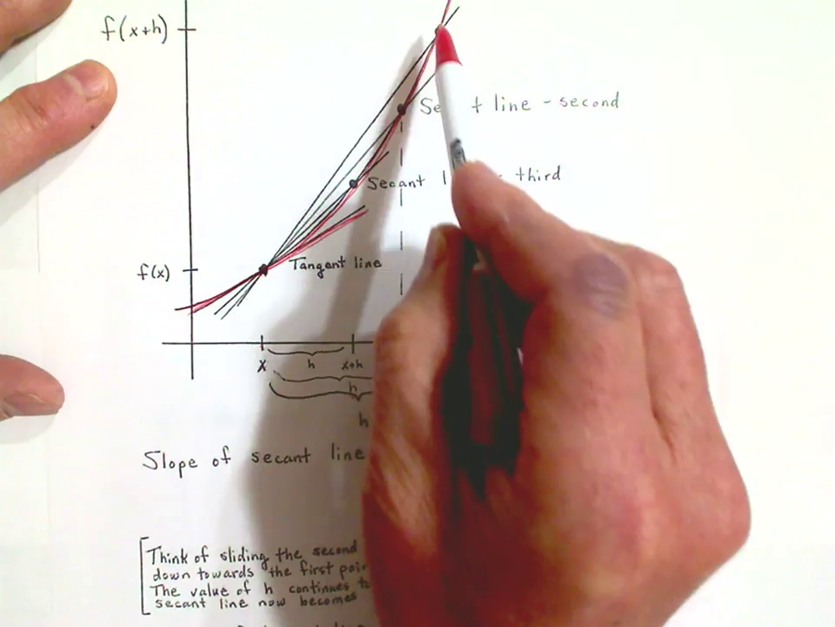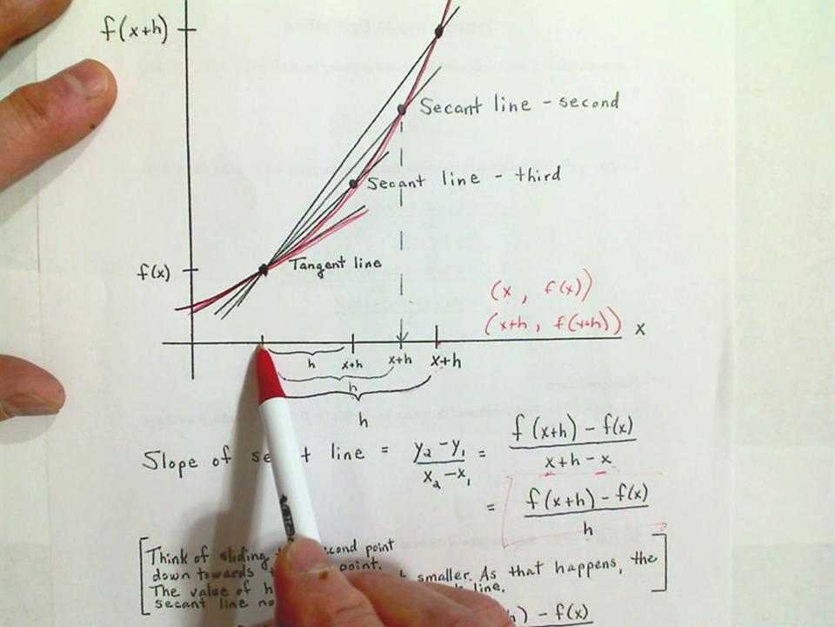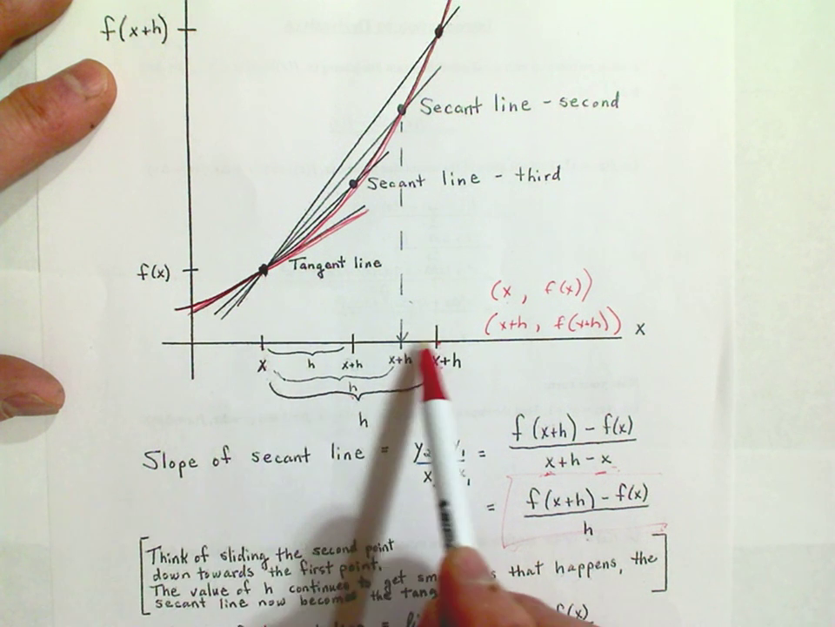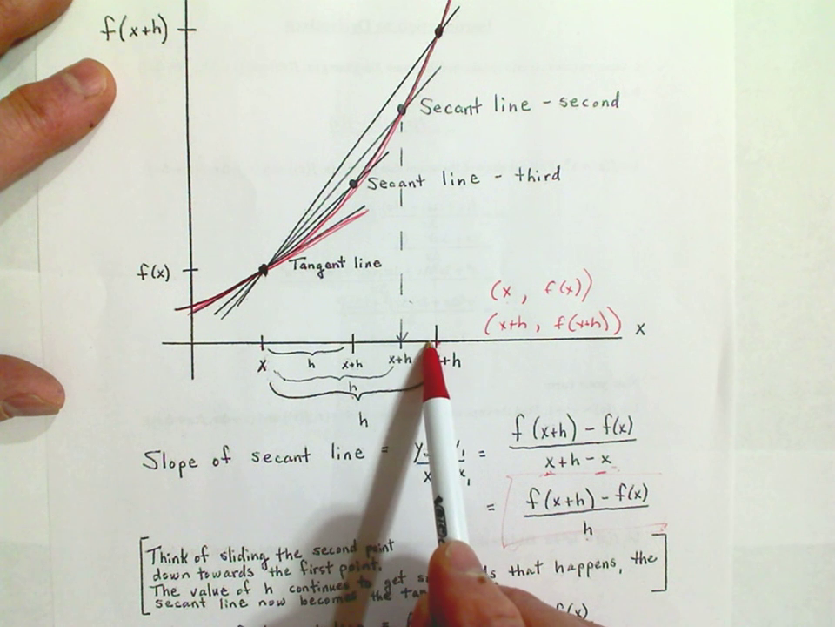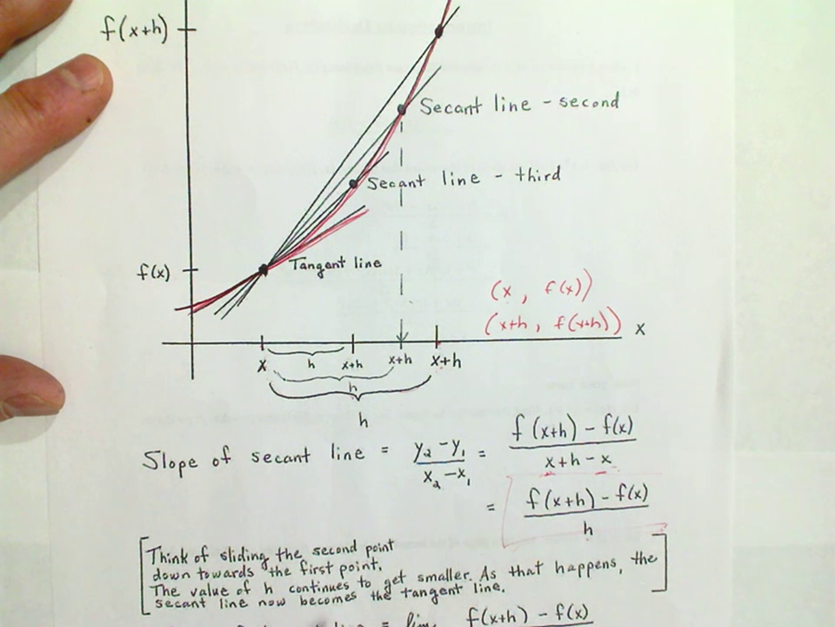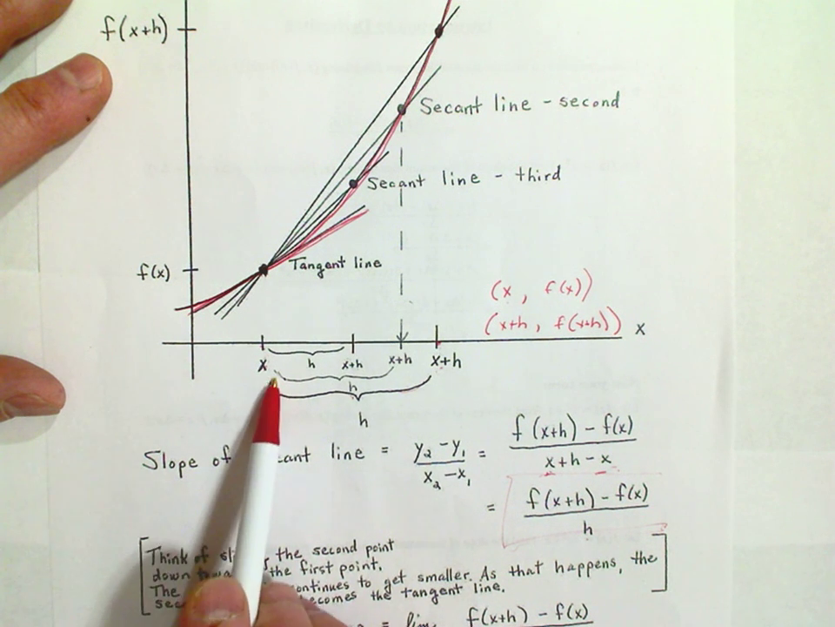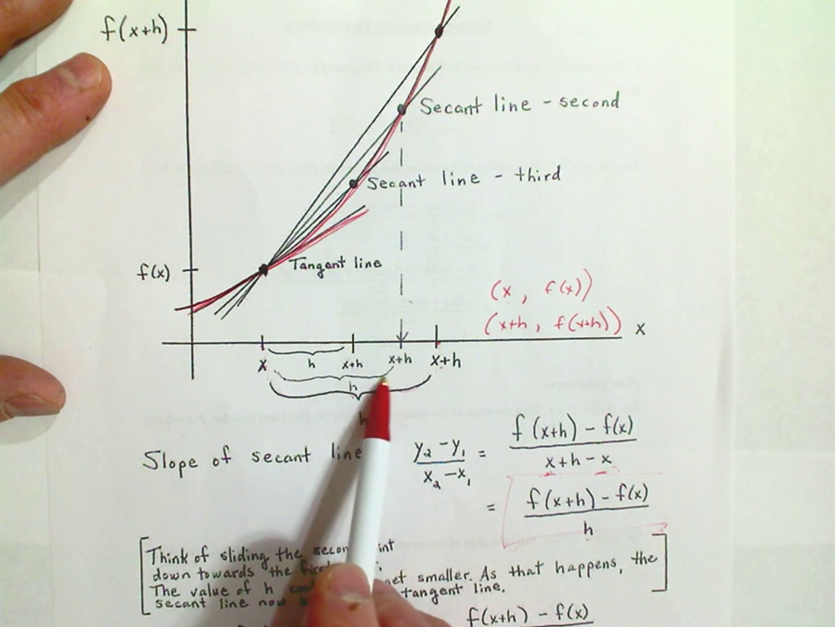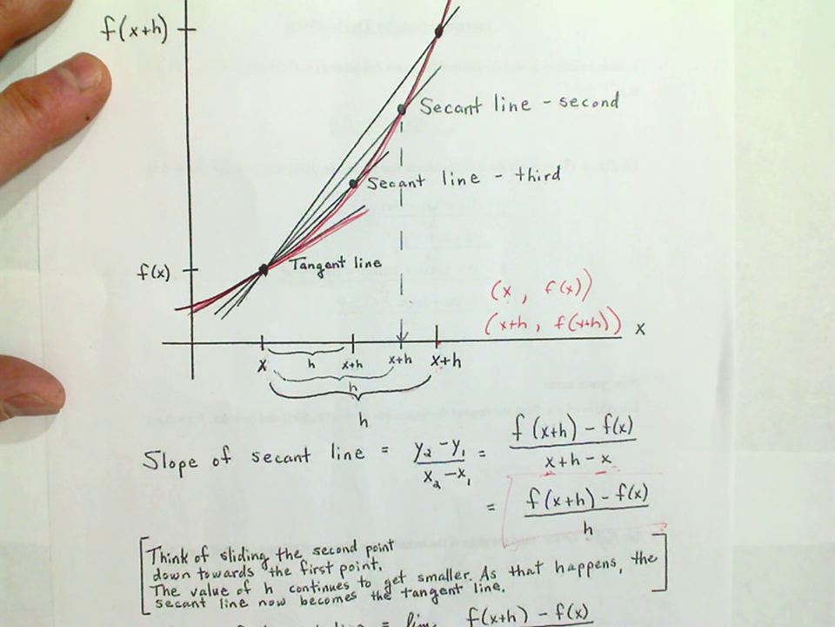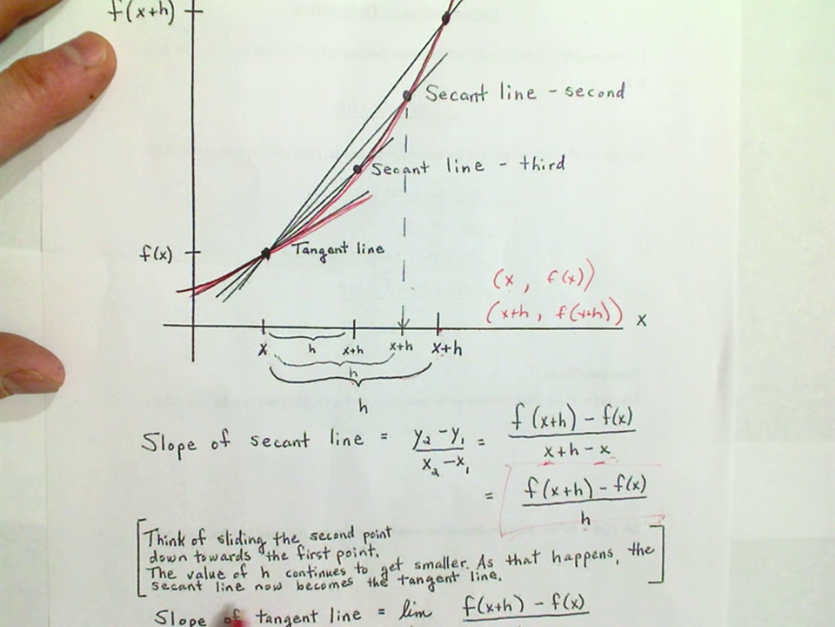So instead of it being here, what if that x plus h was here? So now it's x, the point at which we really are interested in finding the slope of the tangent line. But now we're not adding an h all the way out to here, it's just here. So we're sliding this point closer to the x value that I'm actually trying to find the slope of the tangent line. Think of sliding the second point down towards the first point. This was the first point. The value of h continues to get smaller, doesn't it? Here was the value of h when we started, and if I slide it a little closer, that value of h is smaller yet. If I slide it a little closer, h is smaller yet. As that happens, the secant line becomes closer and closer to the tangent line.